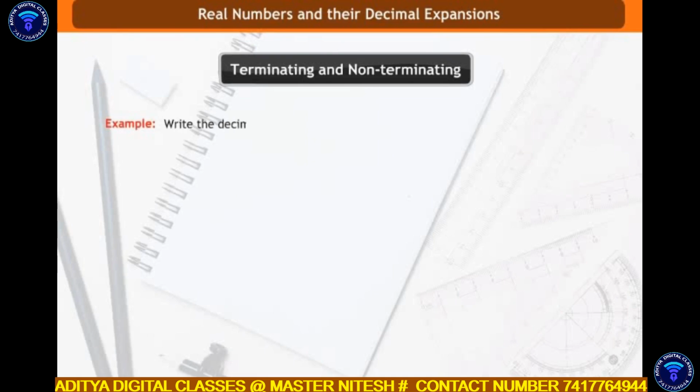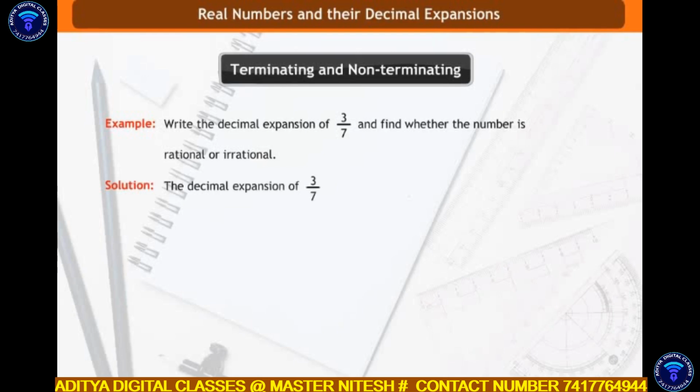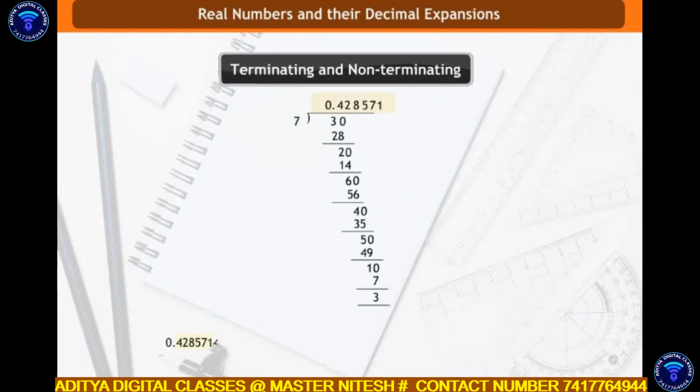Example: write the decimal expansion of 3 by 7 and find whether the number is rational or irrational. Solution: the decimal expansion of 3 by 7 using the long division method as shown is 0.428571428571 and so on, which is equal to 0.428571 bar. Hence the decimal expansion of 3 by 7 is non-terminating and repetitive. Thus the number 3 by 7 is rational.